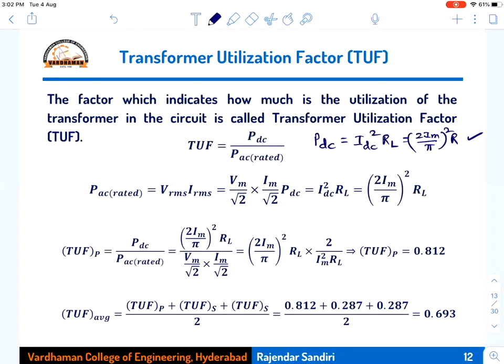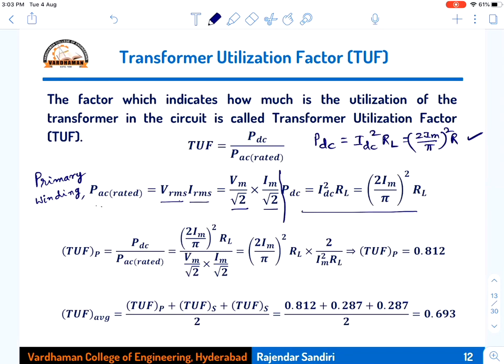Next, PAC rated. I'm doing this for the primary winding of the transformer. For the primary winding, PAC rated is VRMS into IRMS. What waveform will you get in the primary winding? A sine waveform. For a sine waveform, VRMS is Vm by root 2, and IRMS is also Im by root 2. PDC is written here as well.